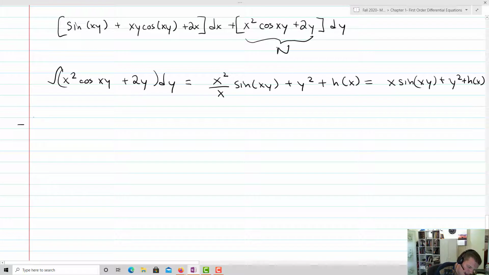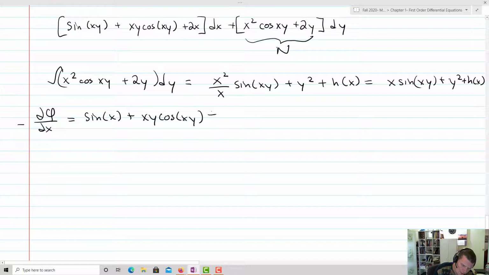Now what I'm going to do is take d phi dx. So I'm going to take the derivative with respect to x. So that's going to equal sine xy plus xy cosine xy plus h prime of x. So that's the derivative of this piece right here, and the y squared goes away because obviously we're taking the derivative with respect to x. It ends up being a 0.